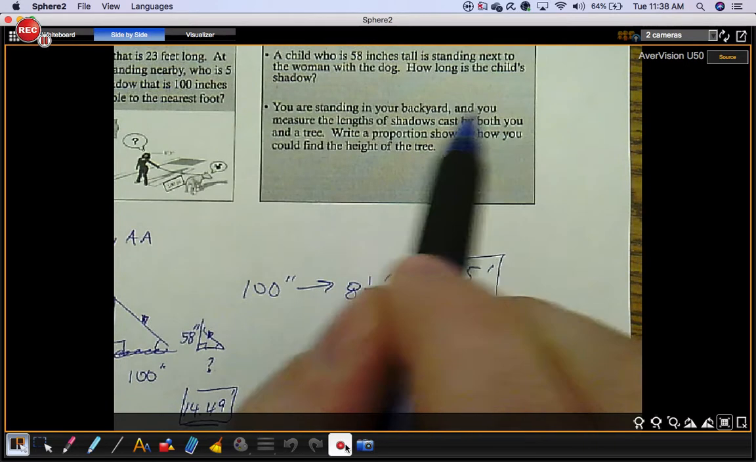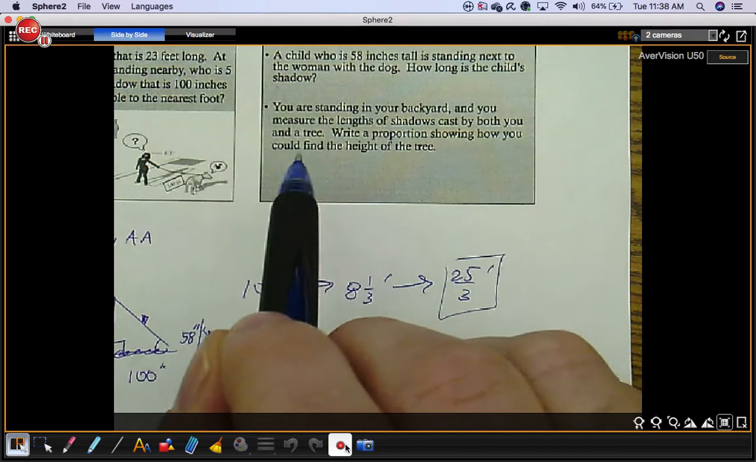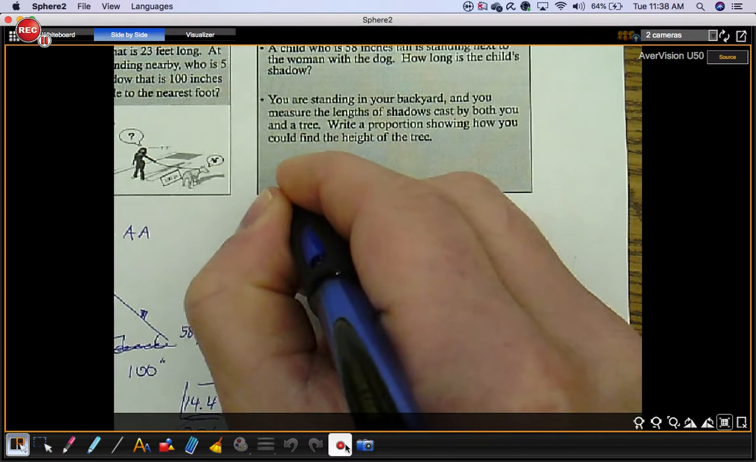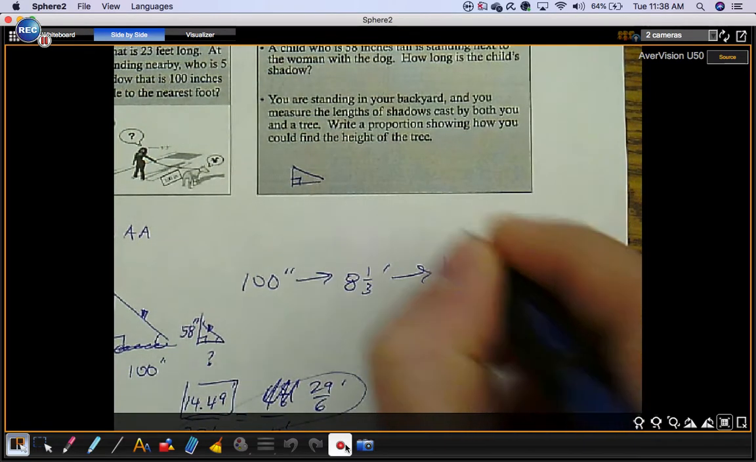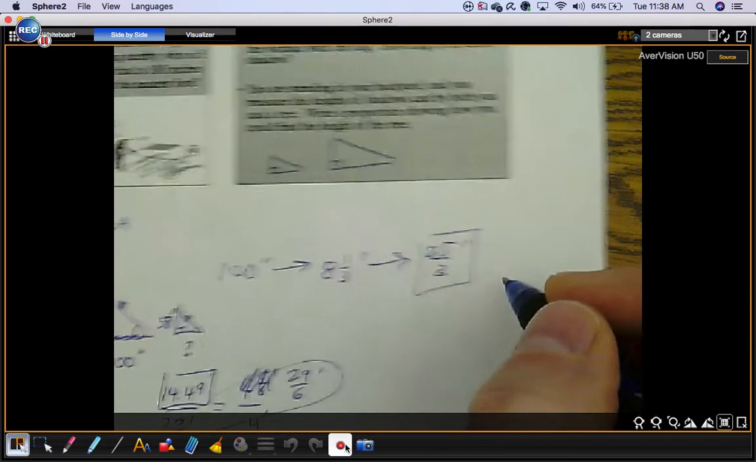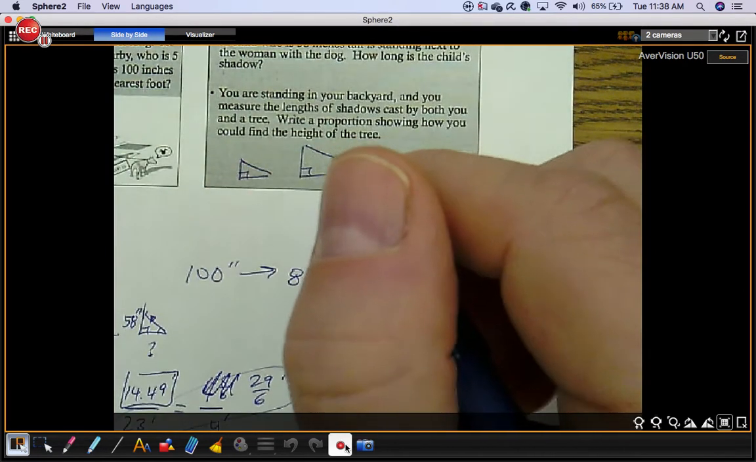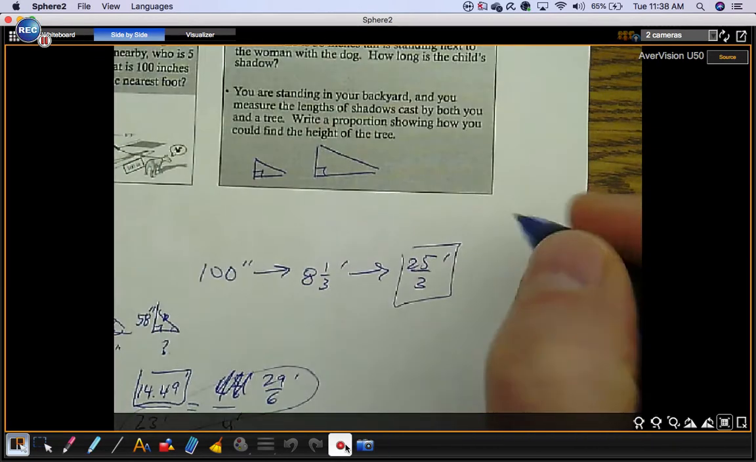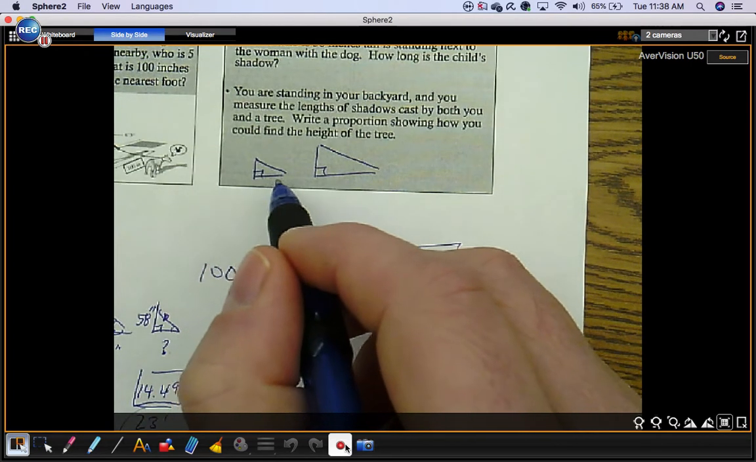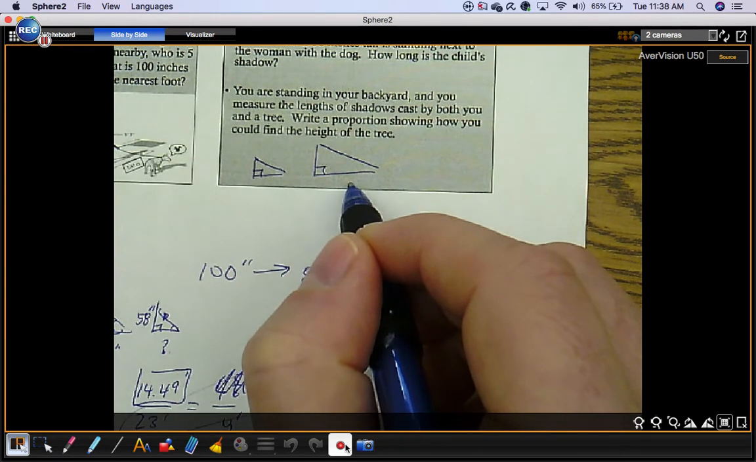You are standing in your backyard, and you measure the lengths of shadows cast by both you and a tree. Write a proportion showing how you could find the height of the tree. All right, so there's you. There's the tree. I'm assuming the tree is taller than you because this is an indirect measurement exercise. You could probably directly measure the height of a tree if it's shorter than you. Now, you know how tall you are. You can definitely measure the length of your shadow, or somebody can help you do that. You can definitely measure the length of the tree's shadow.